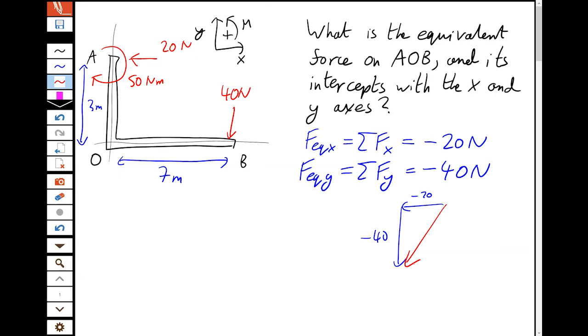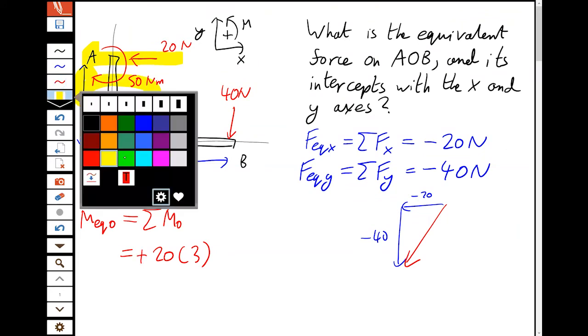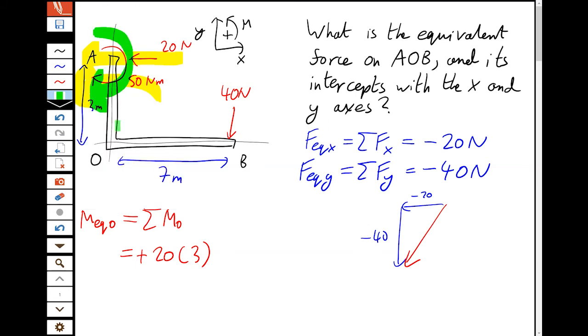So now let's take the equivalent moment around the origin, because we're going to need that for our calculations. That's the sum of all the moments around the pivot of the origin. We have 20 newtons, a perpendicular distance of 3 meters away, and that would be turning counterclockwise around the pivot, which is positive. Then we have 50 newton meters right there. That's a moment. A moment is a moment. It has no distance. So we don't need to multiply that by anything, and that's clockwise, which is negative.